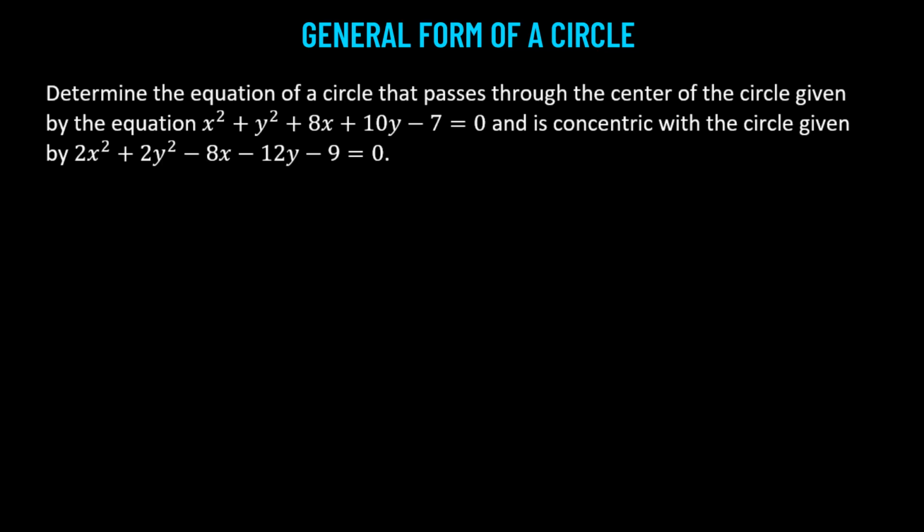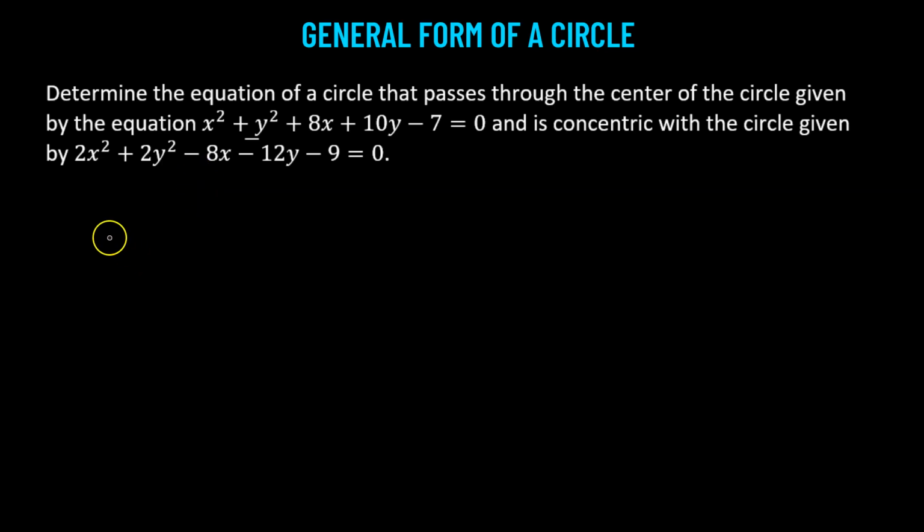So in this problem, we need to determine the equation of a circle. There are two conditions given here. First, it passes through the center of another circle. Now we have the equation of the particular circle, and that is also concentric with another circle whose equation is also provided to us. Let's try to understand the problem graphically.